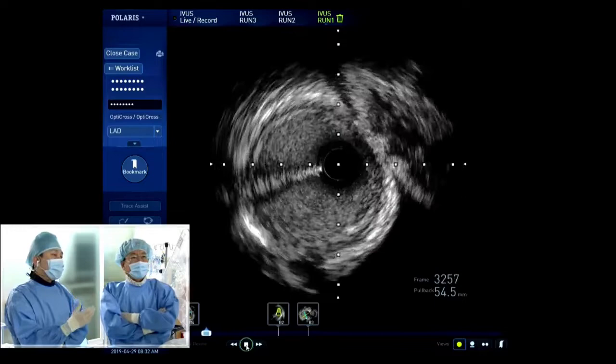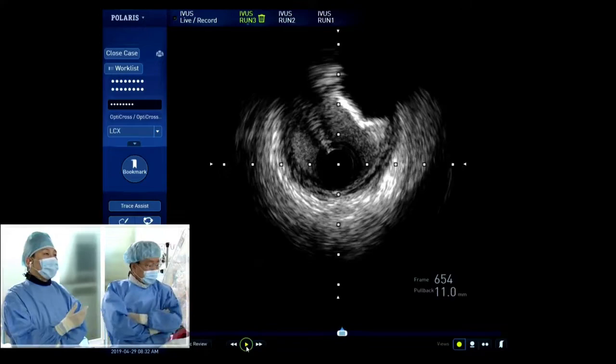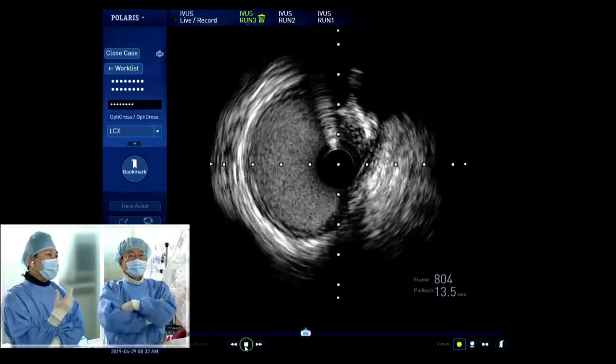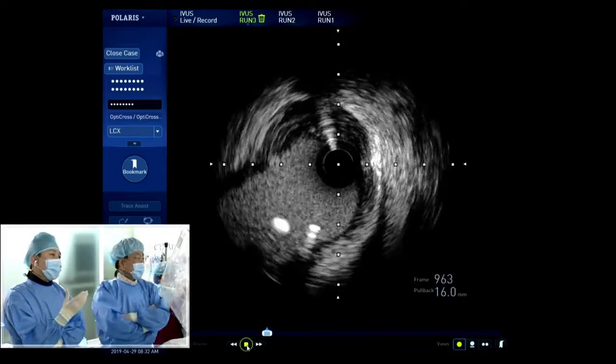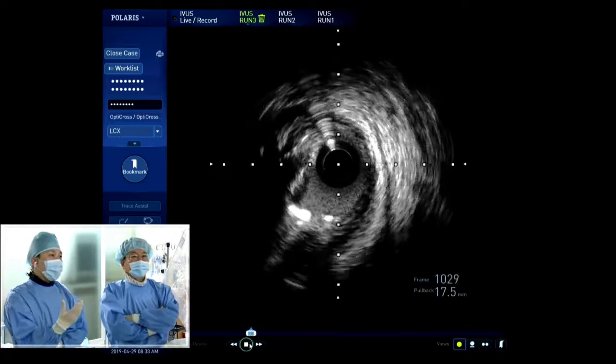Can you show the IVUS for the circumflex? We also checked the IVUS for the circumflex, and the stent of the proximal circumflex was patent. Here is just the ostium of the circumflex, and you can see the ostium of the circumflex is clear and well preserved, and when coming into the left main, there is an eccentric plaque.